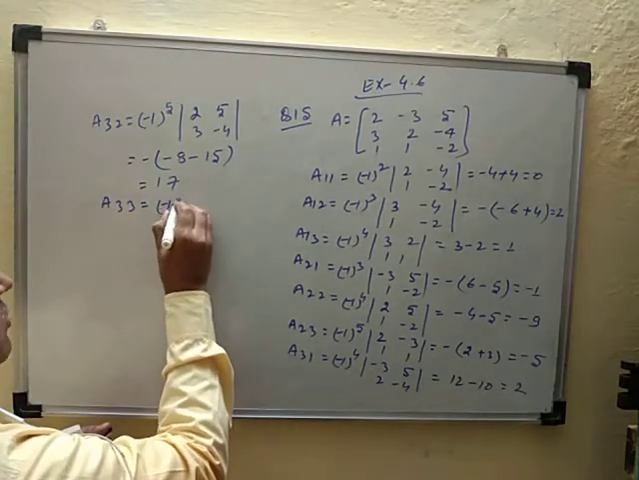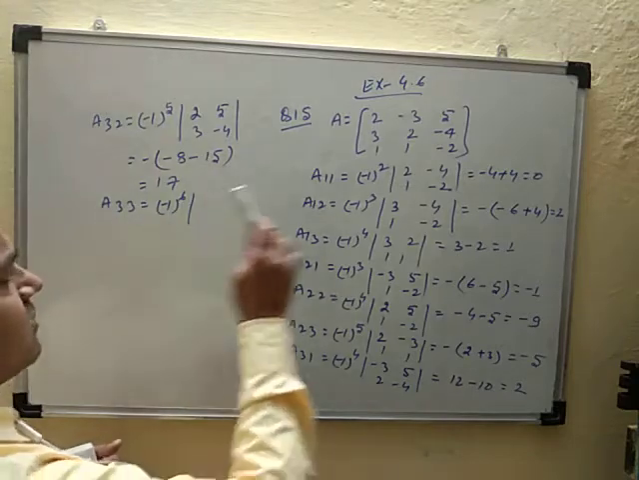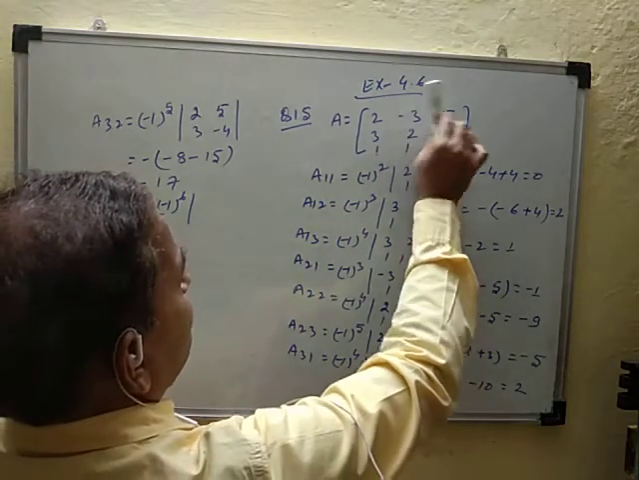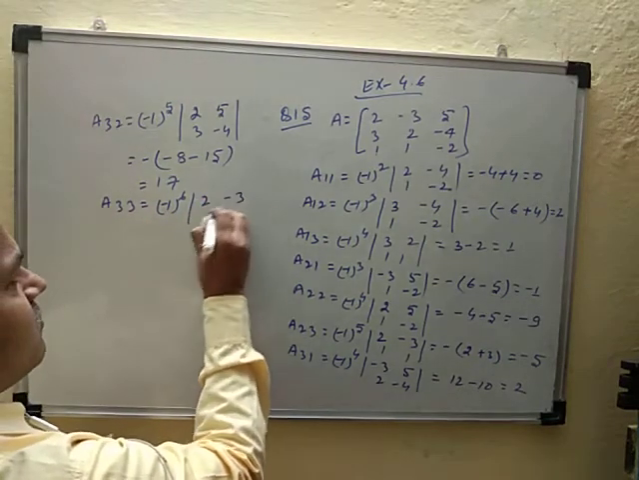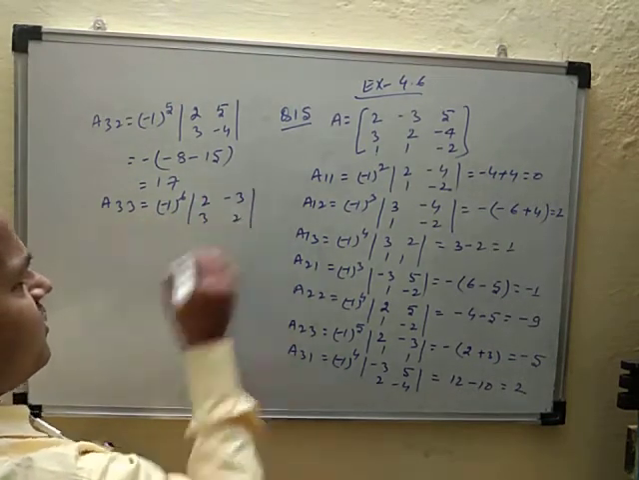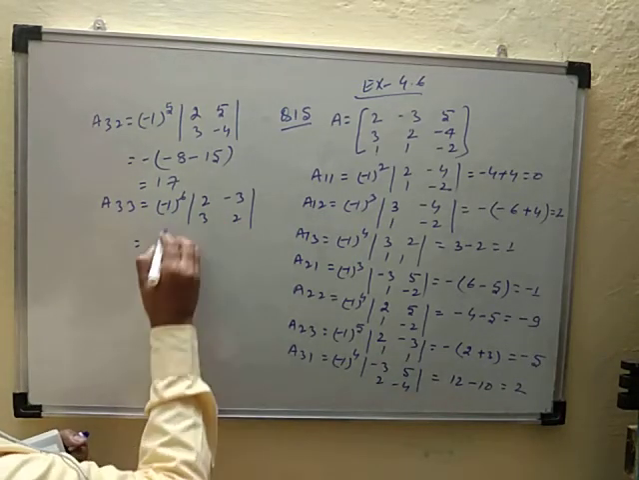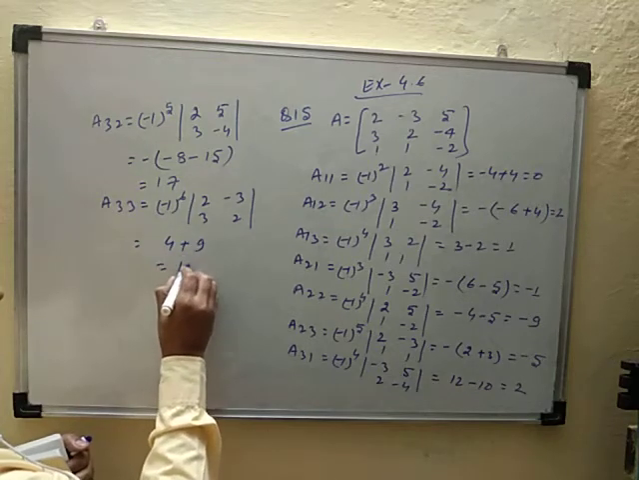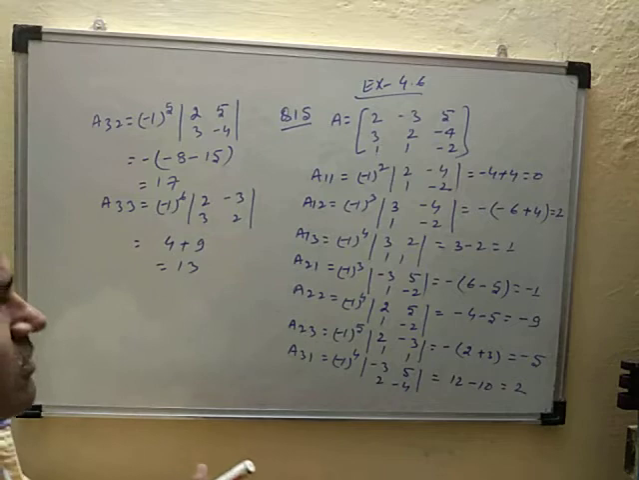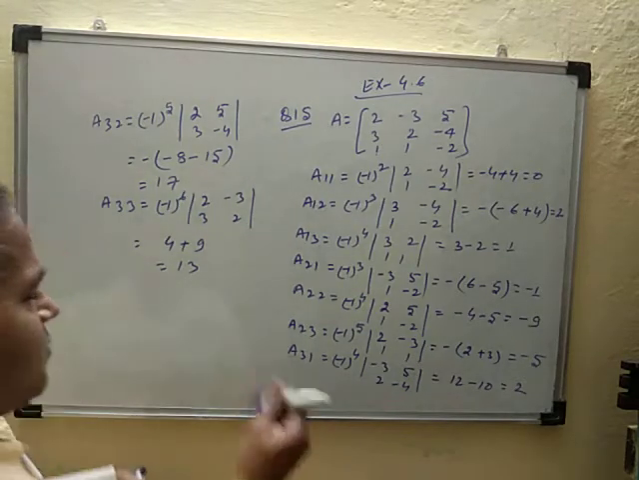So -1 to the power 3 plus 3, that is 6. Then delete third row and third column. So element is 2, -3, 3, 2. So -1 to the power 6 becomes plus. So 4 -9, so +9 is equal to 13. So all the cofactors are found. So now find adjoint.